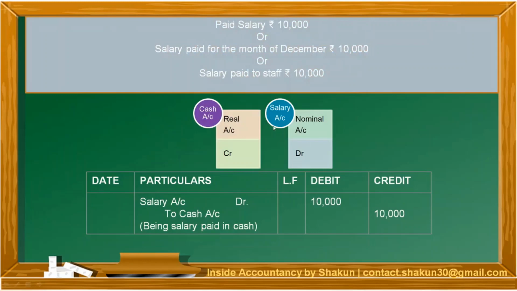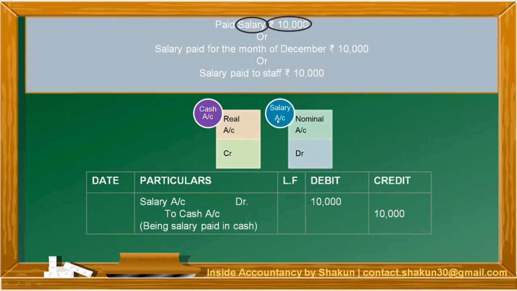Moving on. Paid salary rupees 10,000, salary paid for the month of December rupees 10,000, salary paid to staff 10,000. Again, the accounts to be identified, whether it is written or not. We know that when we are going to pay salary, we are going to pay it through cash or maybe through bank also. So the accounts which are identified are salary account and cash account. Salary is a nominal account, debit all expenses, therefore salary is debited. And cash is a real account, debit what comes in, credit what goes out. Cash is going out, therefore credited.